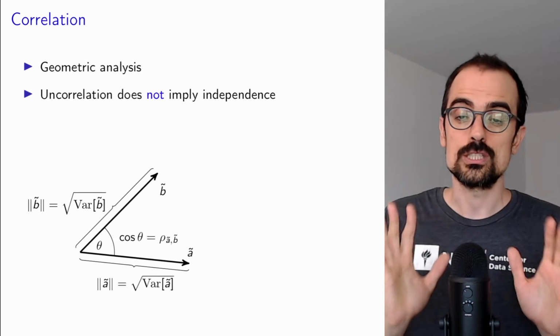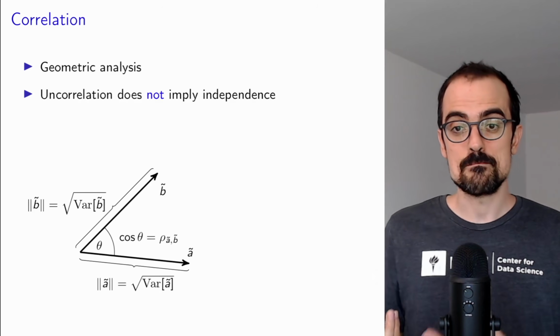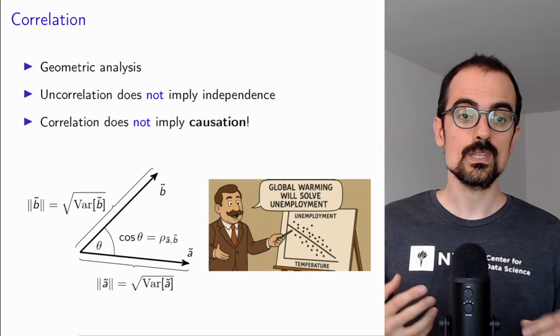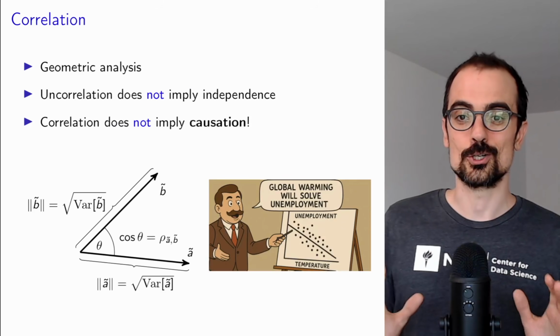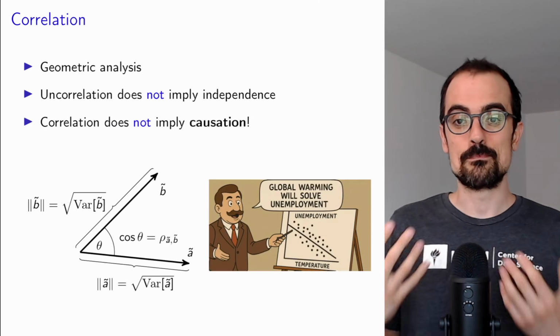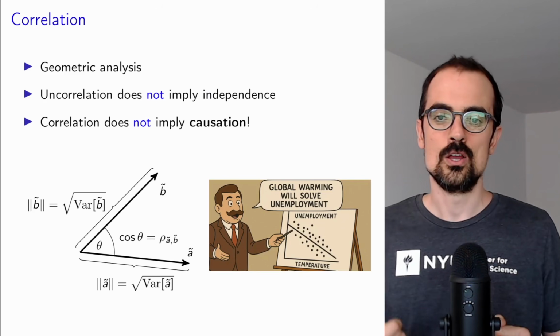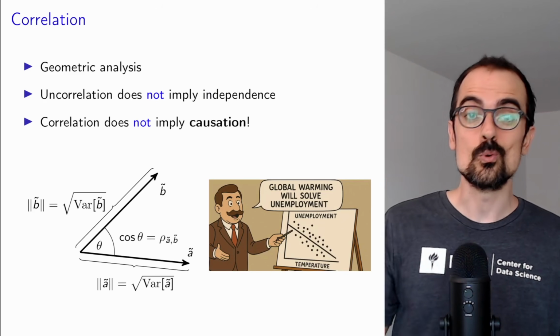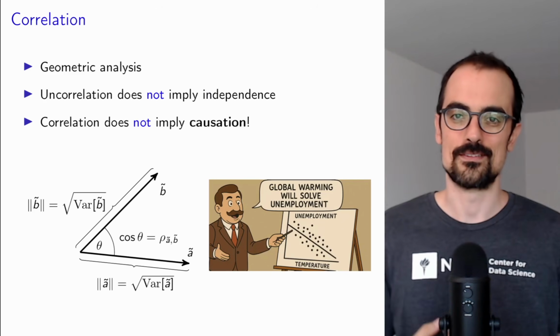And correlation does not imply independence because there can be non-linear dependence between variables, and correlation definitely does not imply causation. In fact, unemployment is negatively correlated with temperature in Spain. That doesn't mean that if next month there's a heat wave, we can expect the unemployment suddenly to go down.